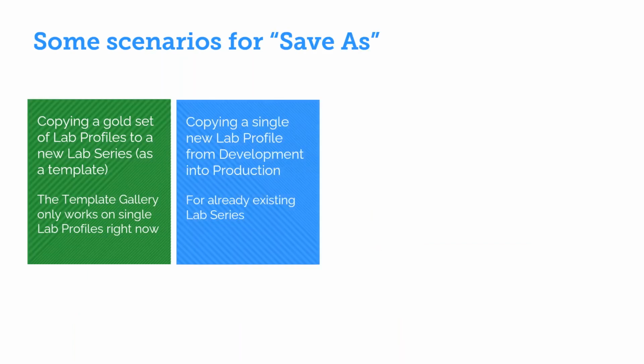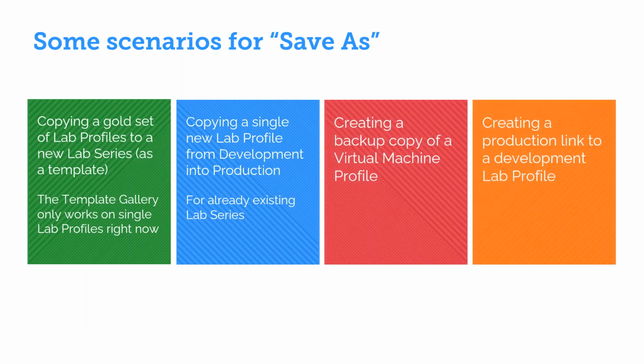So some scenarios for save as. Copying a gold set of lab profiles to a new lab series as a template. So you can take a set of lab profiles that are already complete inside of a lab series, and then you can use that as a template for future lab series. Now remember, we have the template gallery, and a template gallery is great. I don't want to try to take away from it, but at the current time, it only works for single lab profiles. With this, you could take an entire lab series worth of content and make a template out of it by doing a save as on the lab series.